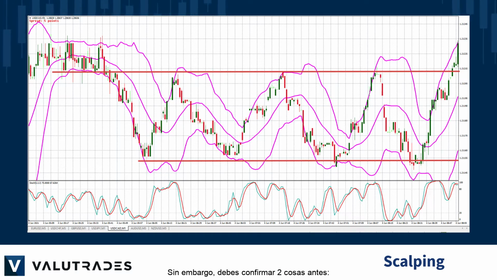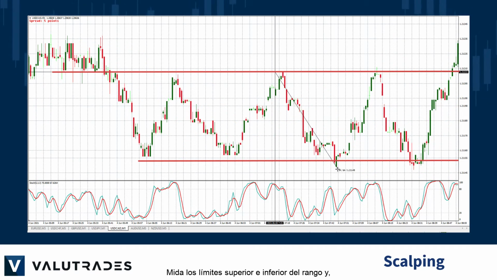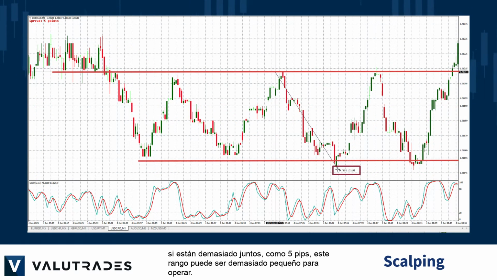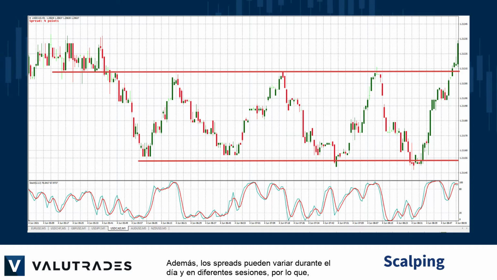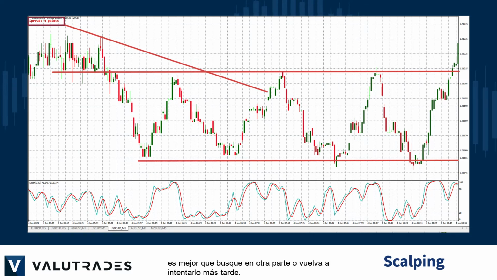You must, however, confirm two things before you jump in. Measure the upper and lower limits of the range and, if they are too close together like 5 pips, this range may be too small to trade. Also, spreads may vary during the day and in different sessions, so if the spread of this pair is equal to a large percentage of the range you want to trade, you might be better off looking elsewhere or trying again later.